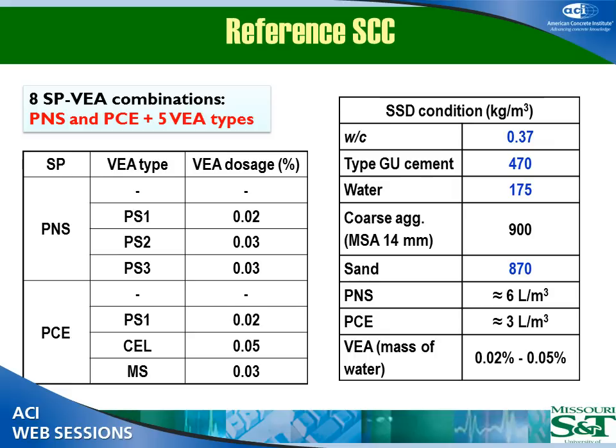We also used PNS, polynaphthalene sulfonate. And yes, we still in Canada use a lot of PNS to make SCC, and we make very good SCC with it. And also polycarboxylate ether. So 2 types of superplasticizer, because we're also interested in, in the absence of any VMA, what is the difference between this mix in terms of robustness and the other one? And when you use a VMA also, is there a difference between the 2 different types of superplasticizers?